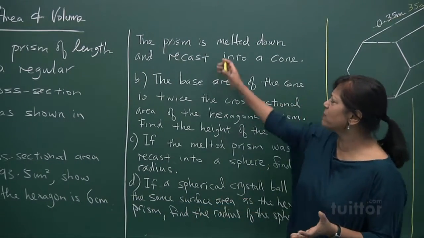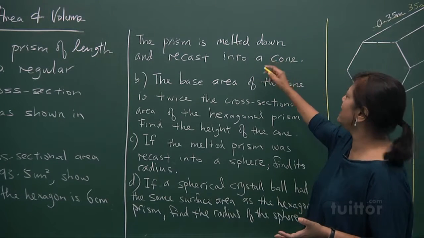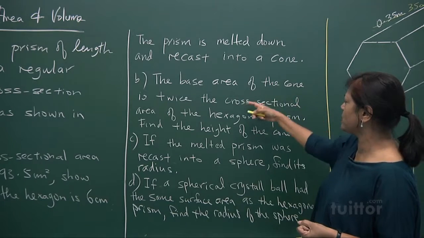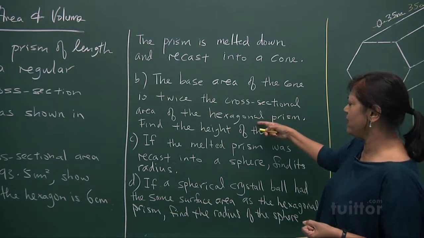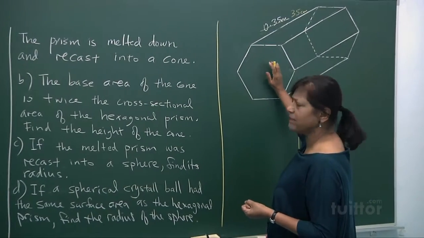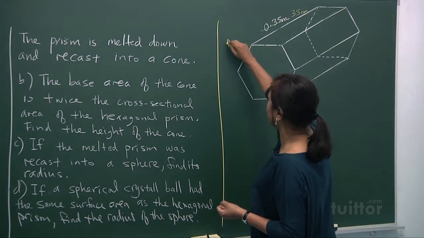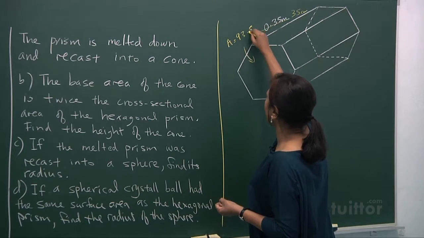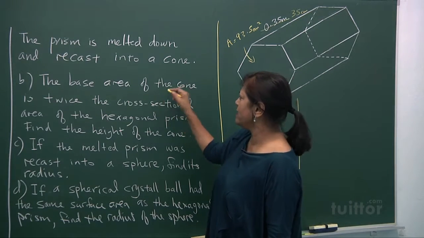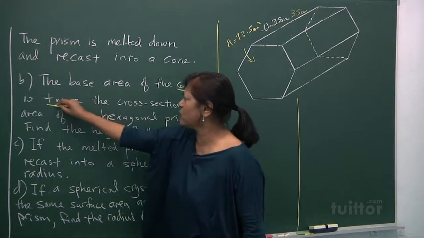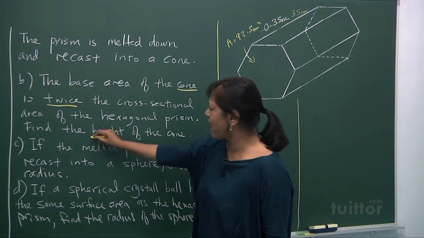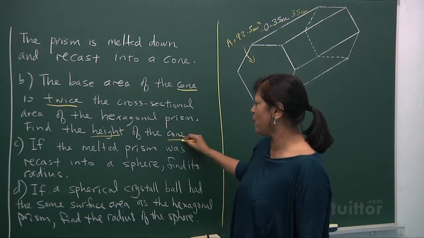And then what happens to this prism? It's melted down and recast into a cone. The base area of the cone is twice the cross-sectional area of the hexagonal prism. The cross-sectional area of the hexagonal prism is given to be 93.5 cm squared. So this cone has a base area which is twice, so you multiply it by 2. You're asked to find the height of the cone.